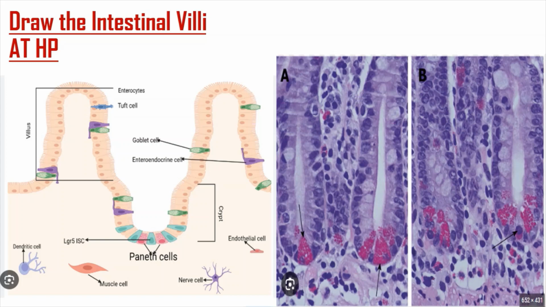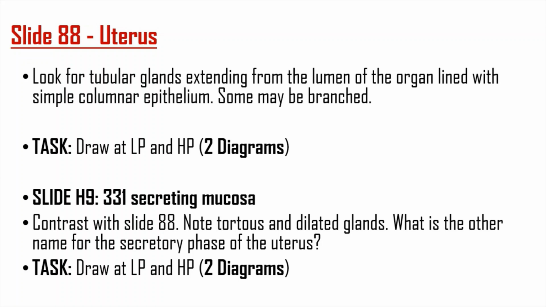So this is what you are drawing at high power. Draw this, label these as simple columnar cells. This is your Paneth cell. So for simple tubular glands, draw one at high power and two at low power. Okay, now let's move on and go to the uterus.